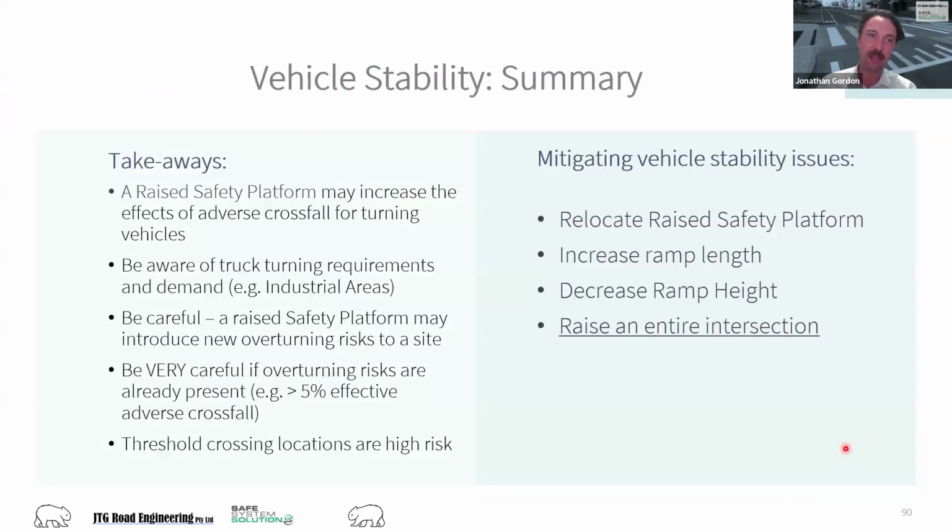There are a few other key takeaways which I just want to bring up, which is don't be scared of vehicle stability, but be very aware of it. And particularly it's these tail ends here. You can read through this in your own time potentially, but be careful if there are already overturning risks at your site, because this could be a real major issue. And there are ways to resolve it. You might end up realizing that raising the entire intersection is safer than allowing the potential risk here. Threshold crossings are also a higher risk location, so consider them. And for the occasional truck turning, I wouldn't consider this a typical residential minor road. Wouldn't consider it a major issue. For the truck depot example, this is a key consideration.